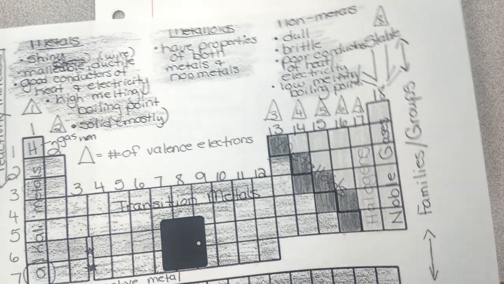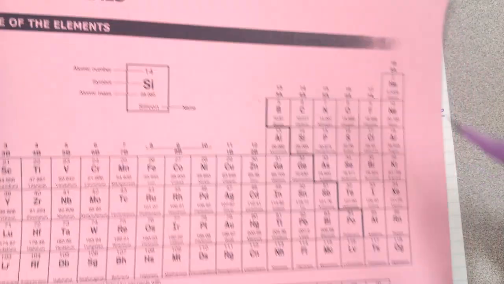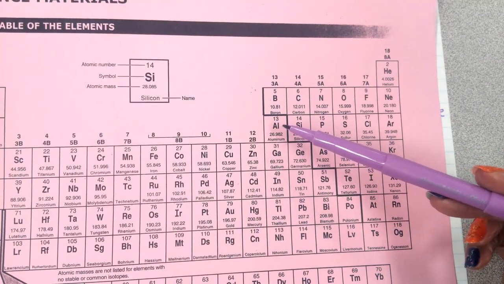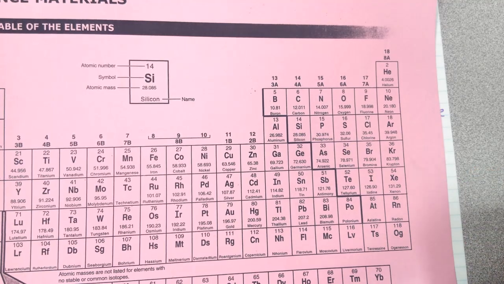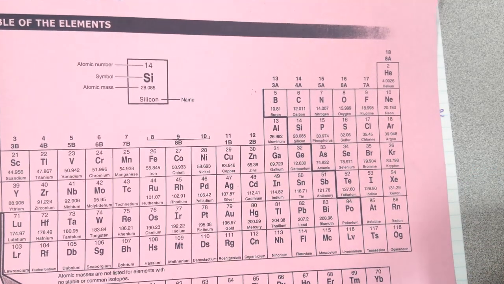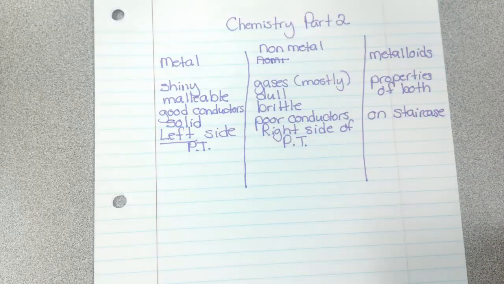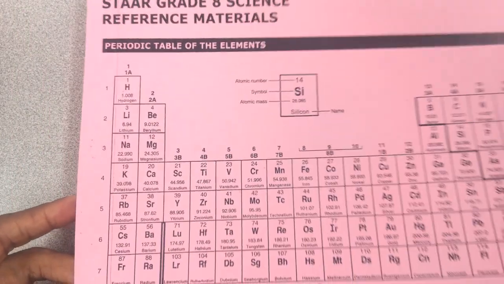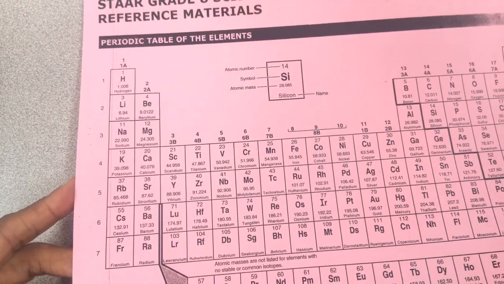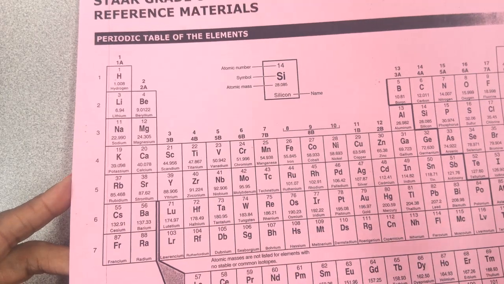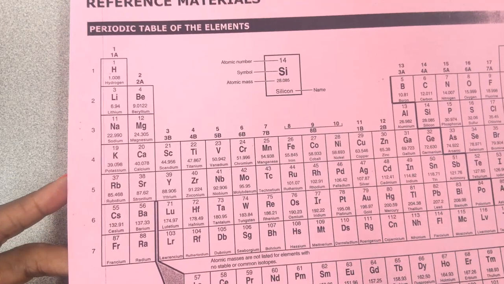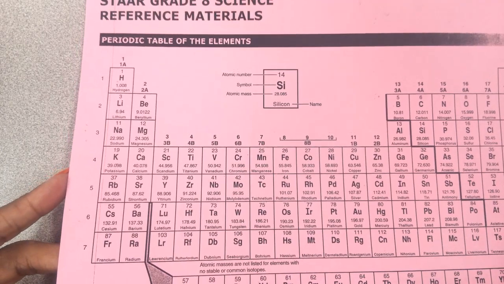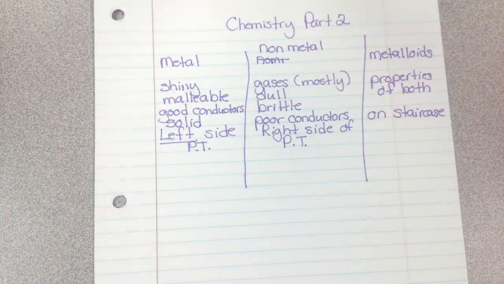Let me grab a regular periodic table. Here we go. Anything touching this staircase, with the exception of aluminum, are metalloids. Next thing we talked about were periods and groups. Groups and family are the same thing, but let me just say groups for the sake of being consistent throughout the video.